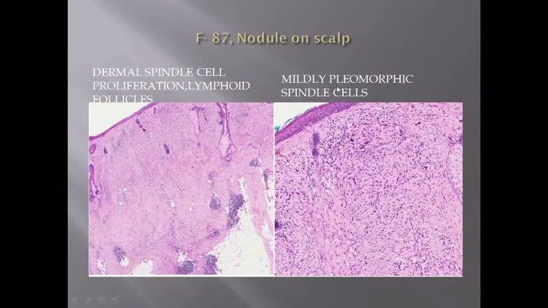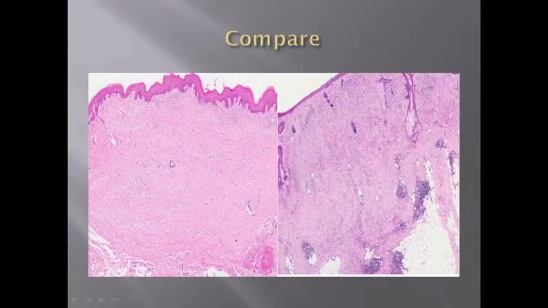Higher magnification shows mildly pleomorphic spindle cells again, slightly more pleomorphic than the scar which I showed you earlier, but not markedly pleomorphic enough to be labeled as any particular tumor. So now, if you were to compare the scar which I showed you earlier, that looks like this, and here we have this ill-defined lesion, the only difference is you have these very prominent lymphoid follicles.